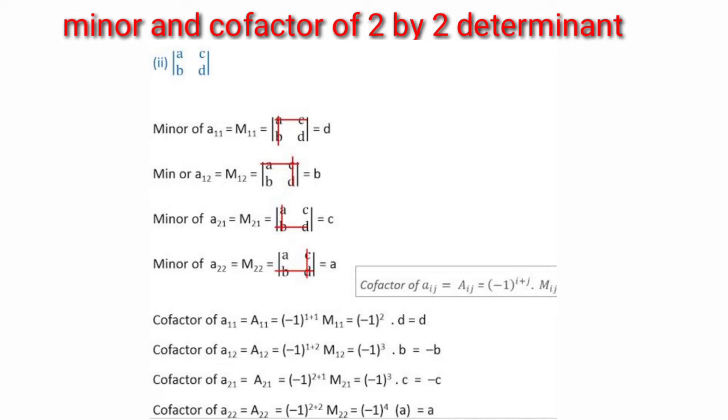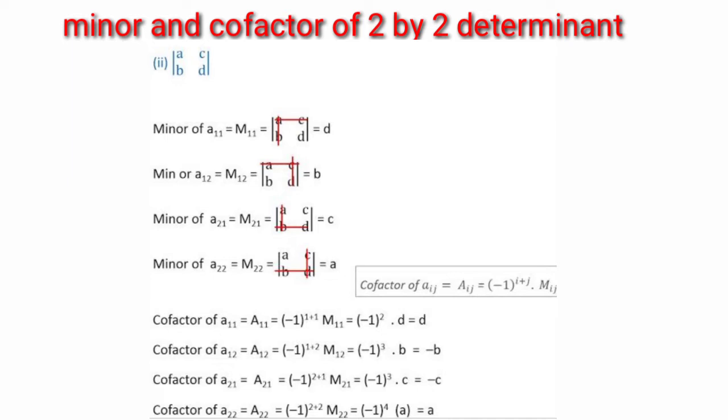So minor of A21 means M21. So deleting A, B and D, right? So we are getting what? C. A21, students, means the element of the matrix second row, first column. The second row, first column, the element of the matrix is C. Right, students? Similarly, you can find out the cofactor.